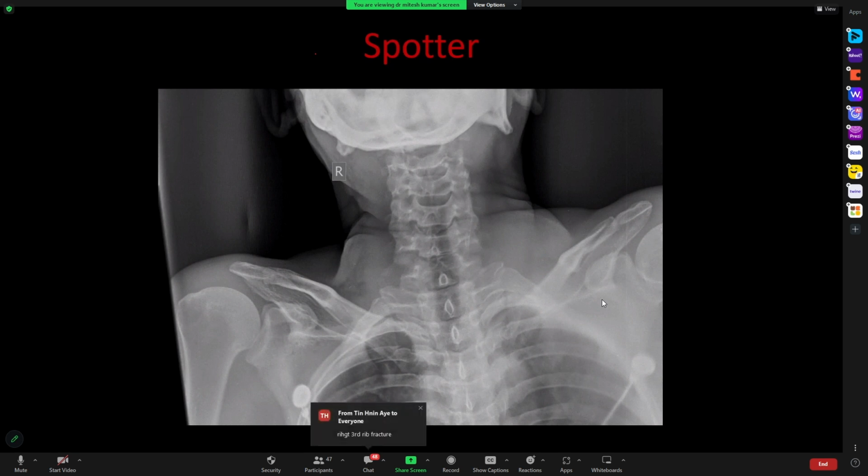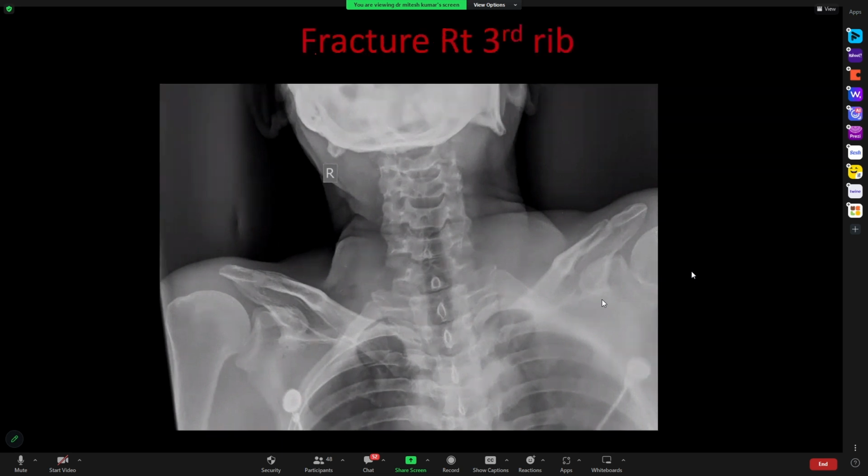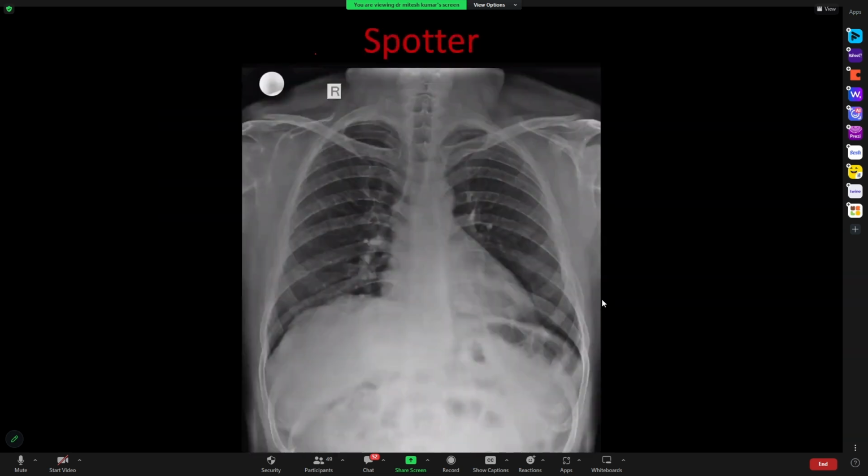Yeah, few candidates have got it right. Right third rib fracture. Clearly, we can appreciate a fracture in the posterior part of the right third rib. So the idea is that in cervical AP view, always look for the lung, pleural effusion, pneumothorax, clavicle, scapula, and the part of the humerus, whatever is visualized. Very nicely, few candidates have picked up fracture in the posterior part of the right rib. Next X-ray.